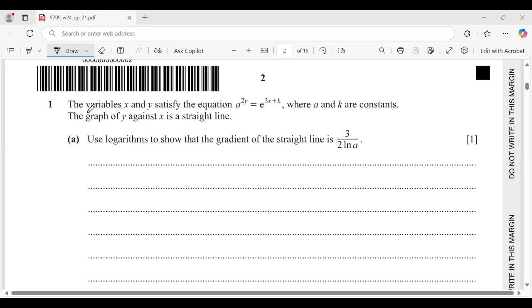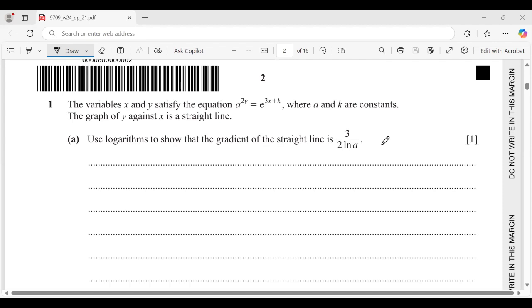Number one, the variables x and y satisfy the equation a to the power 2y equals e to the power 3x plus k, where a and k are constants. The graph of y against x is a straight line. Use logarithms to show that the gradient of the straight line is 3 over 2 ln a.